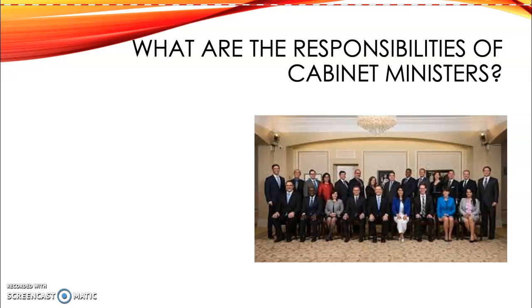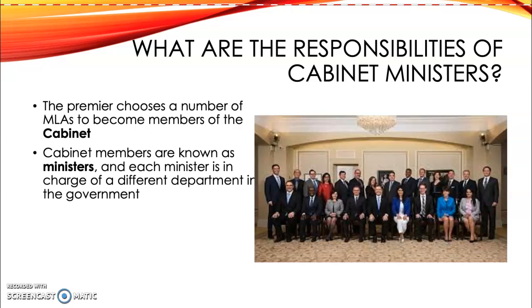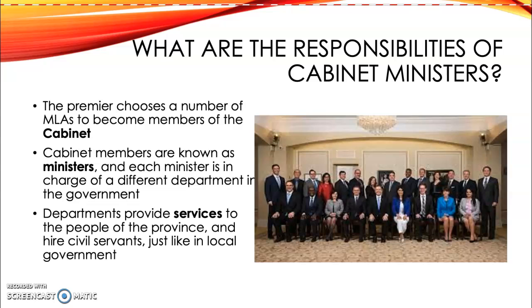So let's get started. So the Premier chooses a number of MLAs to become members of the Cabinet. Cabinet members are known as ministers, and each minister is in charge of a different department in the government. Departments provide services to the people of the province and hire civil servants just like in local government.